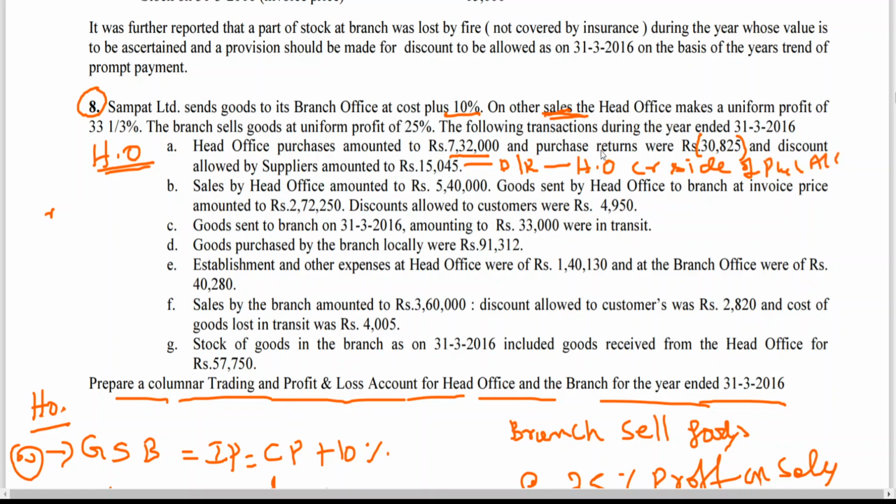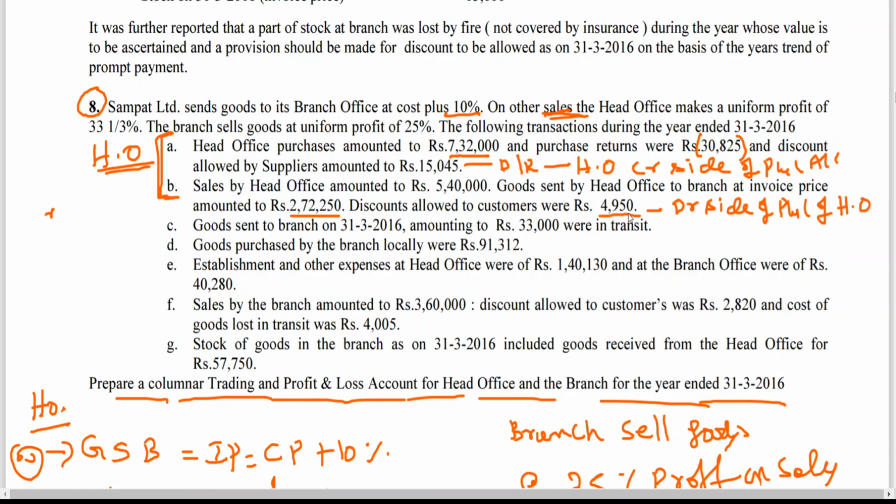From purchases you should deduct purchase returns. This will be debited to head office trading account. Next, this is also about head office only. These two, A and B, are about head office. Sales by head office amounted to 5,40,000. Goods sent by head office to branch, invoice price amounted to 2,72,250. Discount allowed to customers is nothing but, this will be debit side of P&L of head office, no?